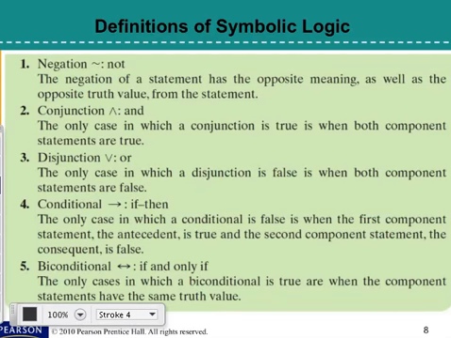This is a little review. Remember, we talked about negation, talked about conjunction. Remember, a conjunction is only true when both of them are true. We talked about a disjunction. It's only false when both of them are false.